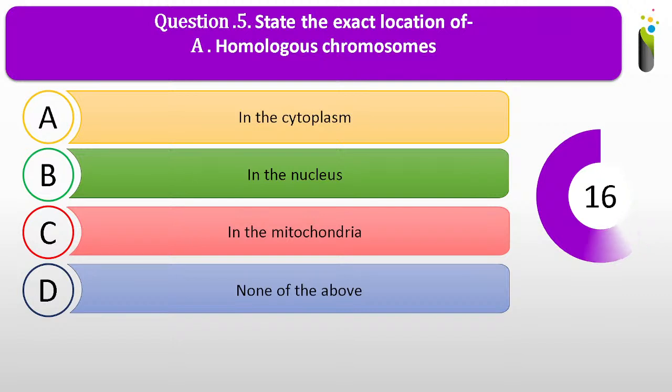So the correct answer, the homologous chromosomes, where are they exactly located? So the homologous chromosomes are located, very easy question as such. So I want the answers fast. They are located in the nucleus.